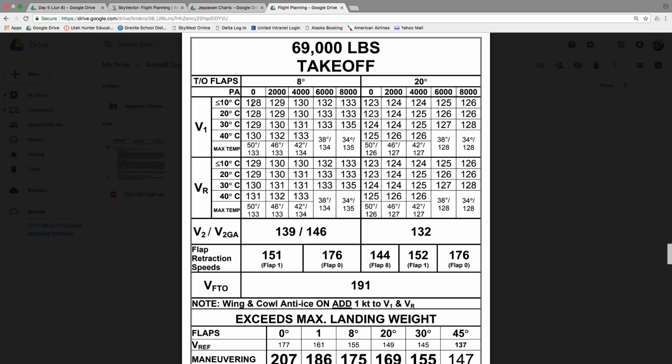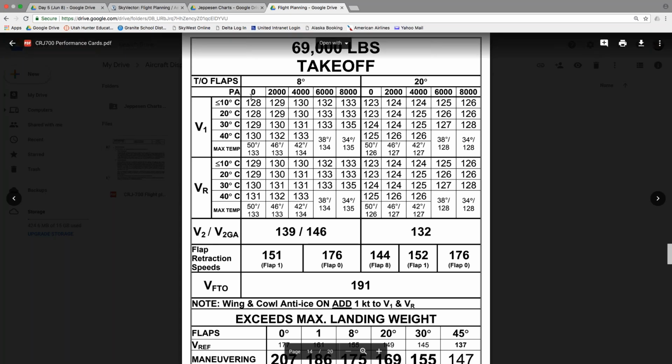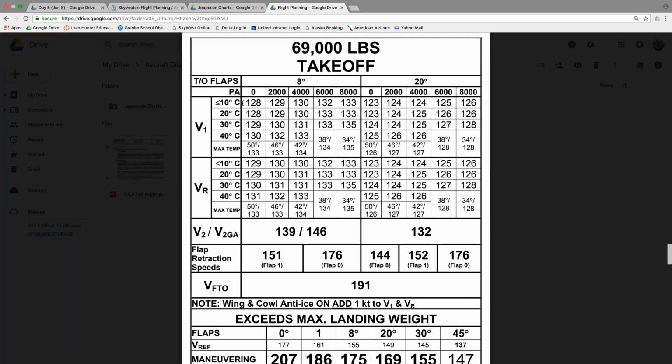So at 69,000 pounds, we're just going to use the elevation of the airport, and then we're going to use the degrees, the temperature that closely matches our temperature. Okay. 128 knots. Okay.